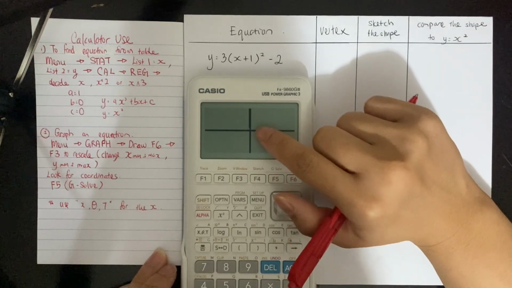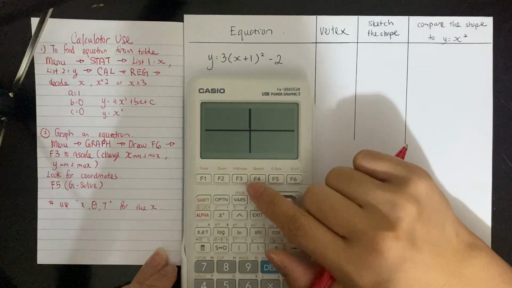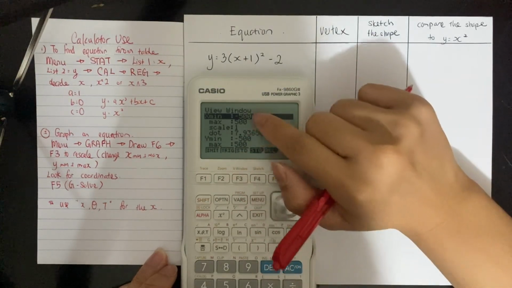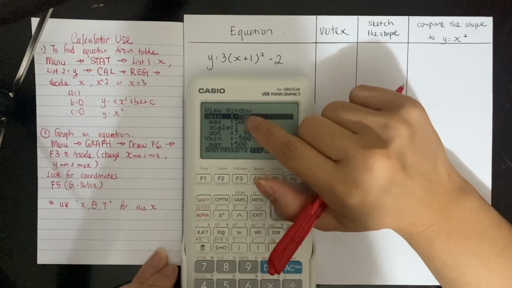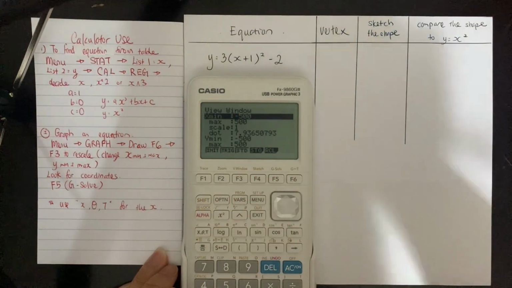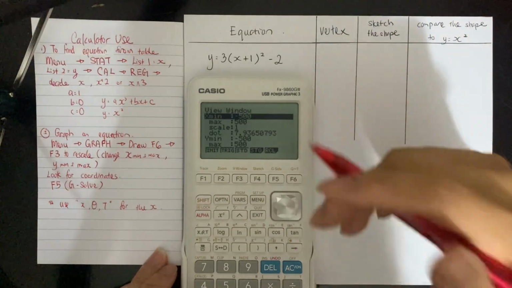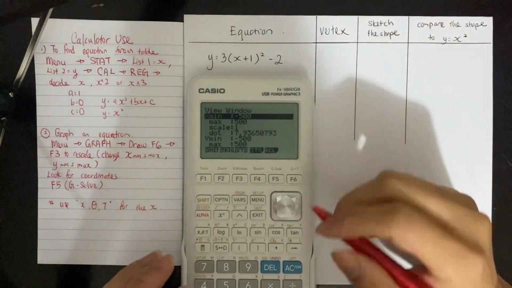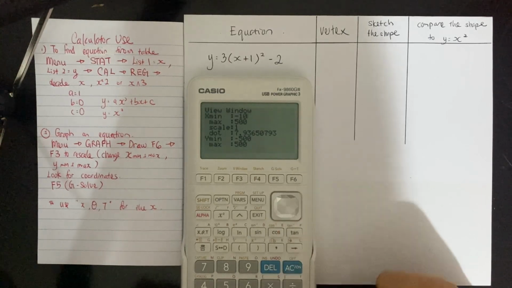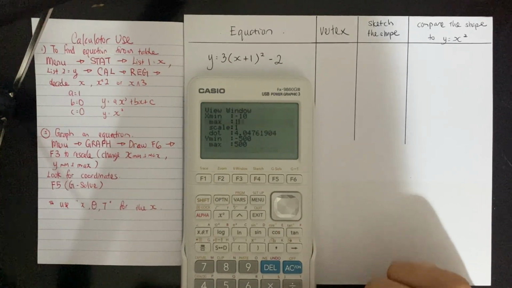What is going on? I'm going to rescale it. When you press F3, the view window, you realize the scale goes from the minimum x of negative 500 all the way to 500. That's why you can't really see your graph well. We want to rescale it. Let's rescale to negative 10, enter, and go to 10.